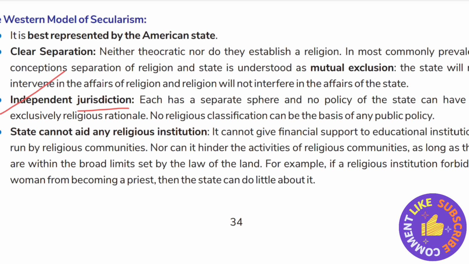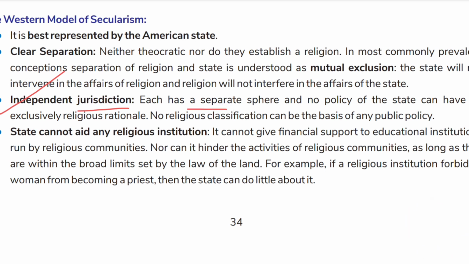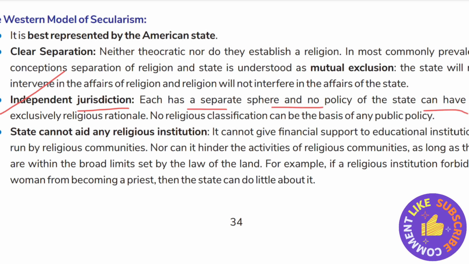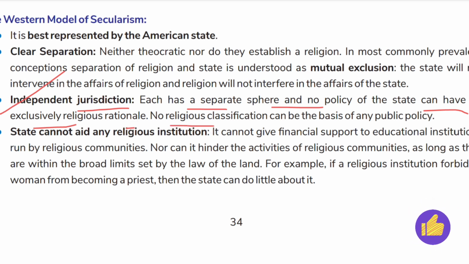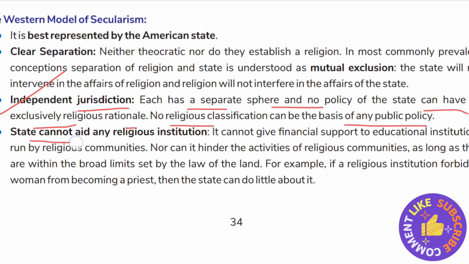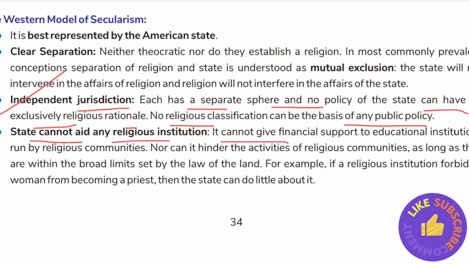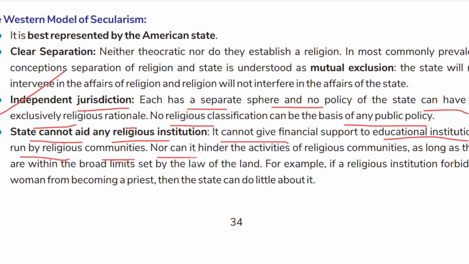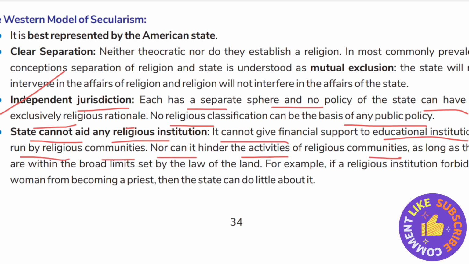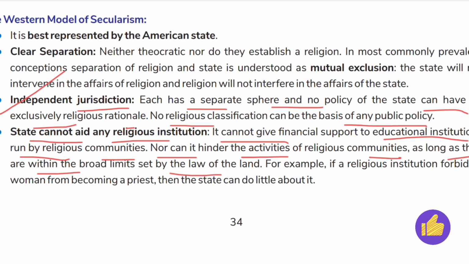Independent jurisdiction, such that each has a separate sphere and no policy of the state can have an exclusively religious rationale. No religious classification can be the basis of any public policy. The state cannot aid any religious institution. It cannot give financial support to educational institutions run by religious communities, nor can it hinder the activities of religious communities as long as they are within the broad limits set by the law of the land.